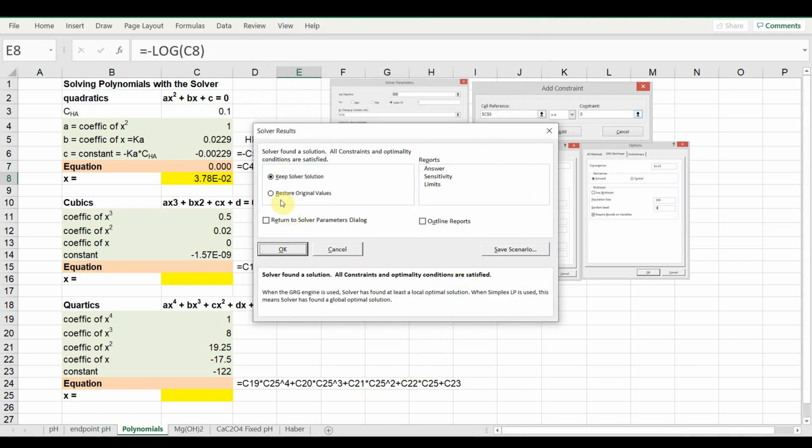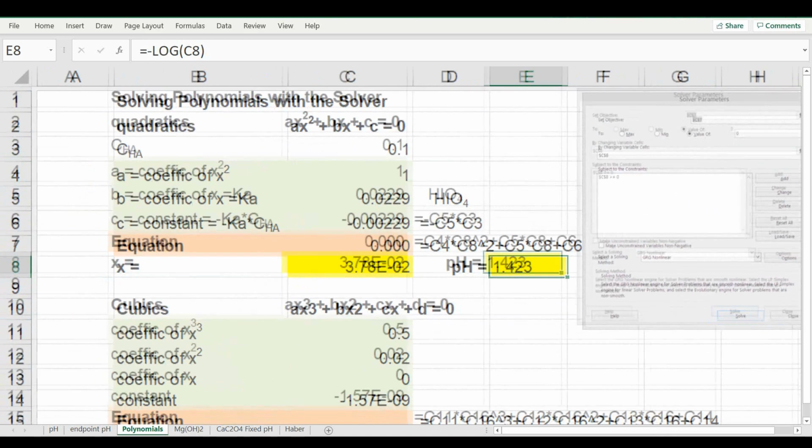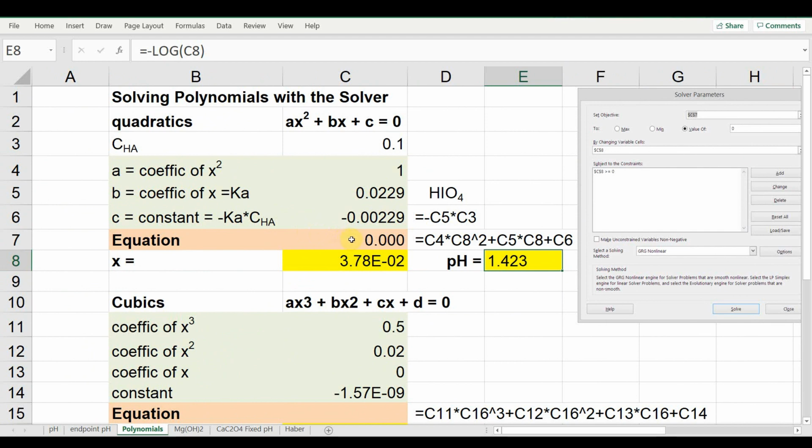The solver has found a solution. Let's check it out. So we're told that when the equation reaches a value of 0 or very close to it, the hydrogen ion concentration is 3.78 times 10 to the minus 2, and that pH is 1.423, which is the same value we obtained using the quadratic formula or other methods earlier.